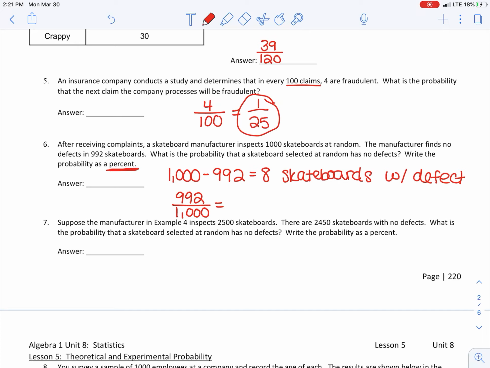So if I take 992 and divide that by 1,000, that will give me a decimal of 0.992. With that being said, it still wants it to be a percent. So I have to take that 0.992 and multiply it by 100. So I end up with 99.2% of the skateboards do not have a defect. So our answer would be 99.2%.